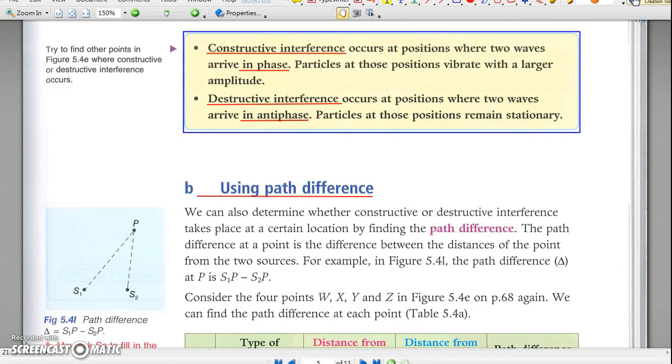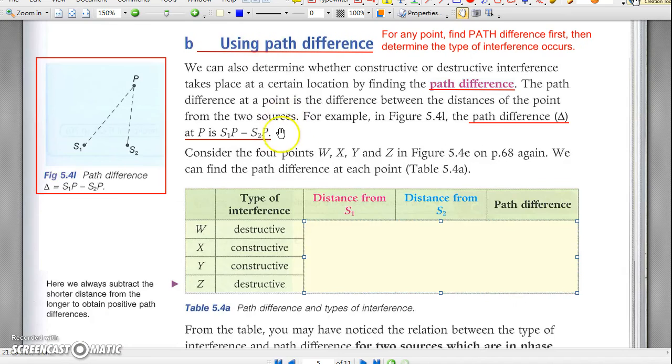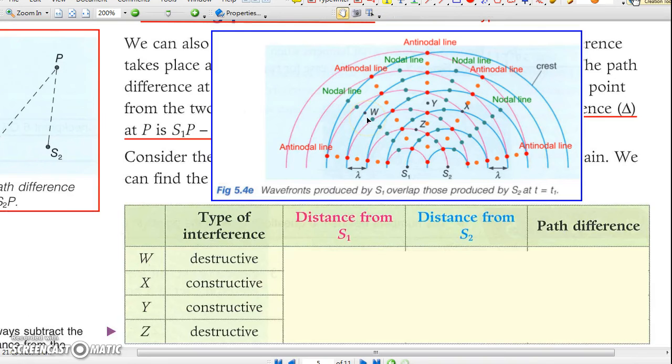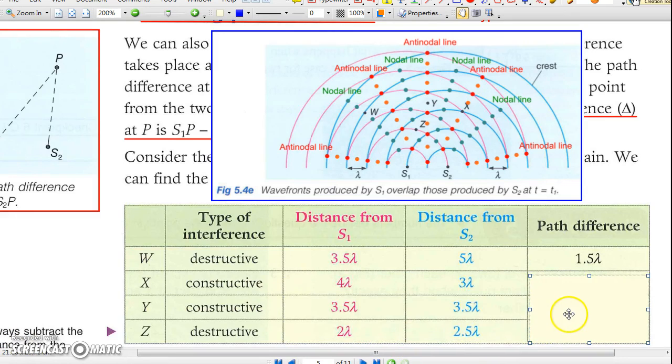B. Using path difference. Well, it does not mean we have to draw two sets of circular waves to determine where constructive and destructive interference occur. We may calculate the path difference of the two waves at a point instead. The path difference at a point P is the difference of the path lengths from the two sources, and therefore S1P minus S2P. Let's look at figure 5.4e again. At W, the path length WS1 equals 3.5 lambda, while WS2 equals 5 lambda. Thus, the path difference at W equals 1.5 lambda. Similarly, we may find the path difference at X, Y, and Z easily.